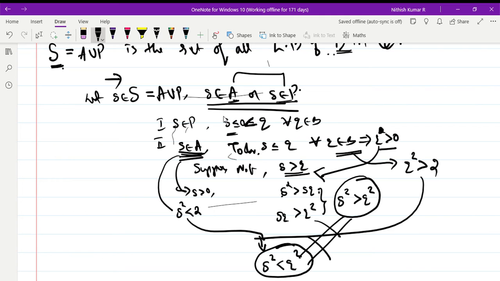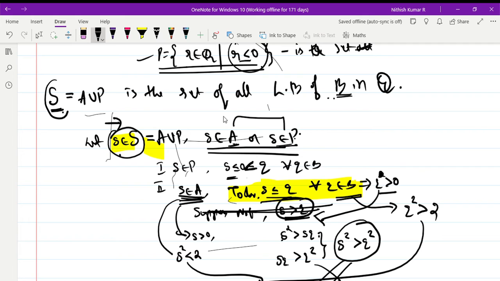This is not possible because we assumed that S is greater than Q. Therefore, this is not true. Therefore, S must be less than or equal to Q for all Q belongs to B. Therefore, this S is a lower bound of B. Therefore, every element of A is a lower bound of B.